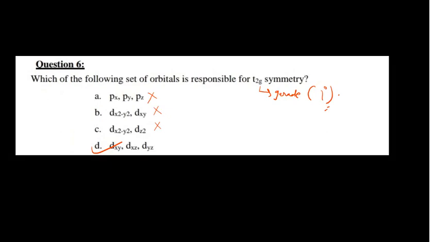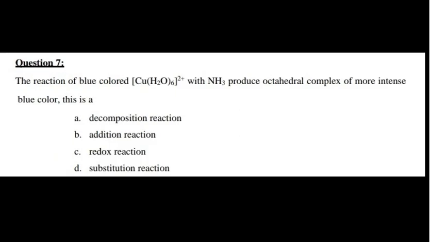Now moving to the next problem. It says the reaction of the blue colored hexaaqua copper(II) ion with ammonia produces an octahedral complex of more intense blue. This is simply a substitution reaction, and you know what happens actually.